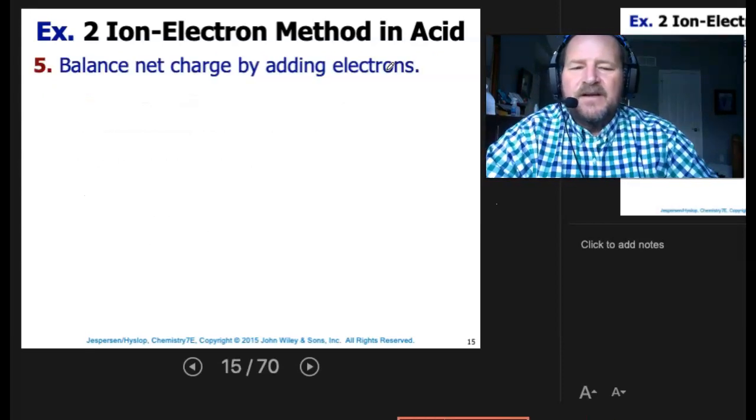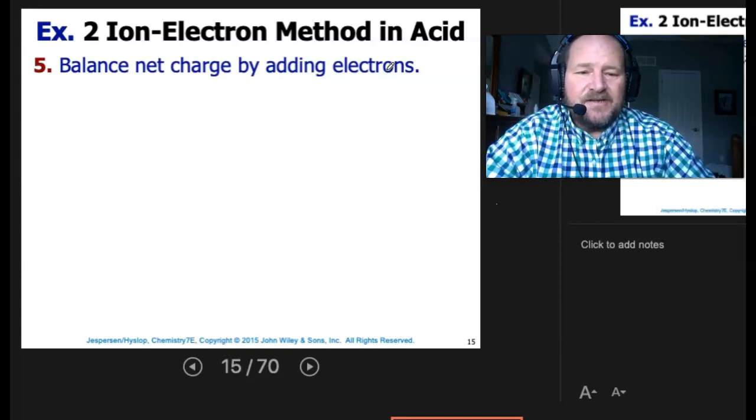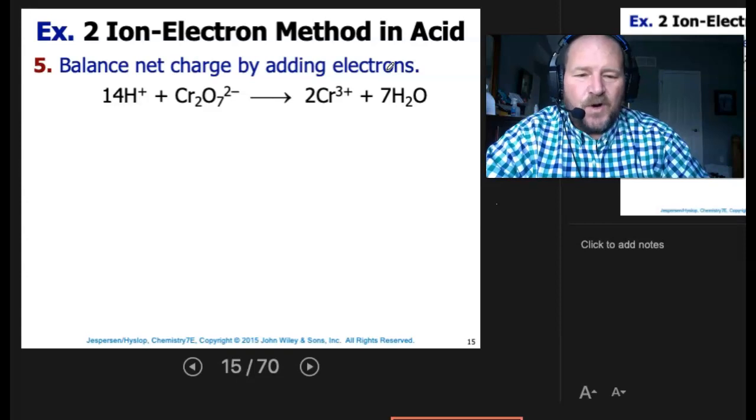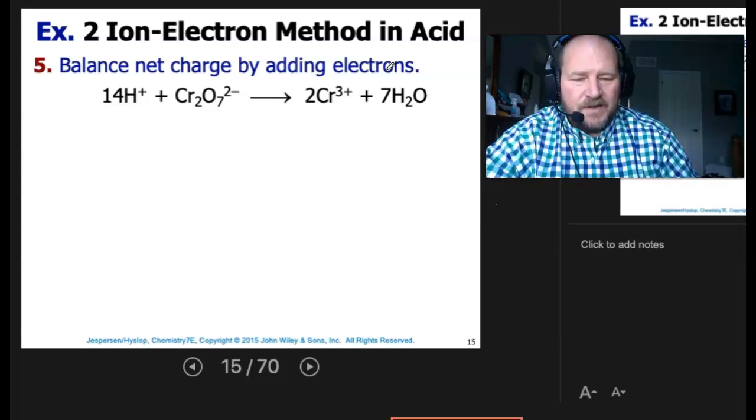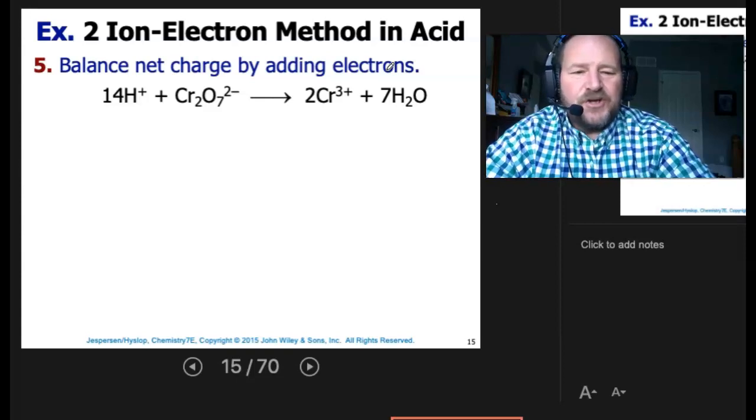All right. The next thing we're going to do now is balance the net charge by adding the electrons. So we've added our oxygens as waters. We've added our hydrogens to balance the hydrogens from the waters. Now we're going to look at charge.